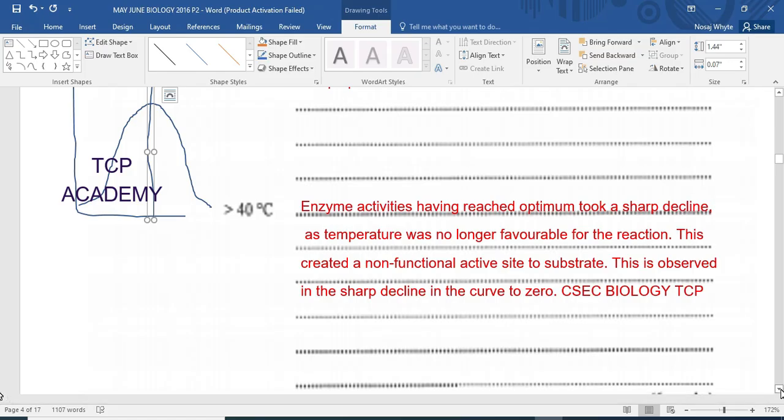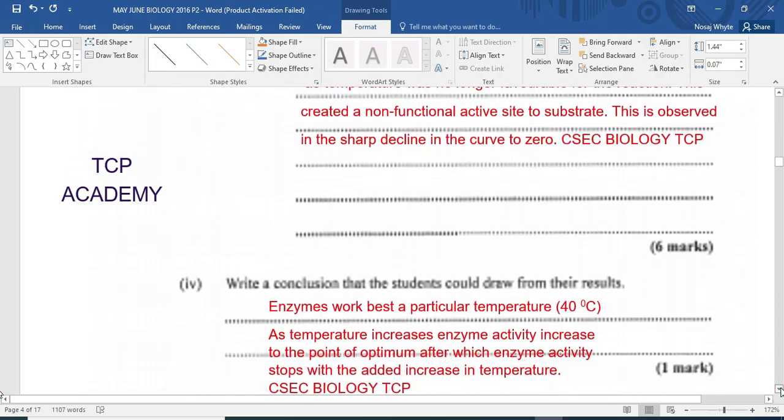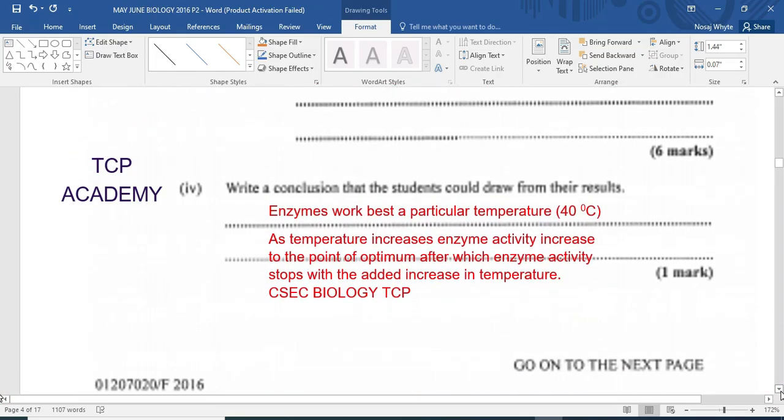So there was a real decline in enzyme activity as a result of the enzymes not matching favorably with the active site, as the temperature would have denatured these enzymes. Another thing we needed to look at, we were supposed to write a conclusion that the students could draw from the result. Now this is going to be tricky because you want to pay attention to what is asked by the experiment.